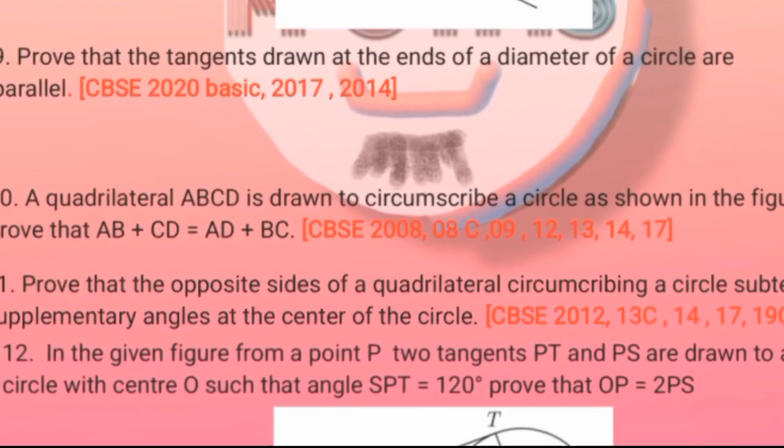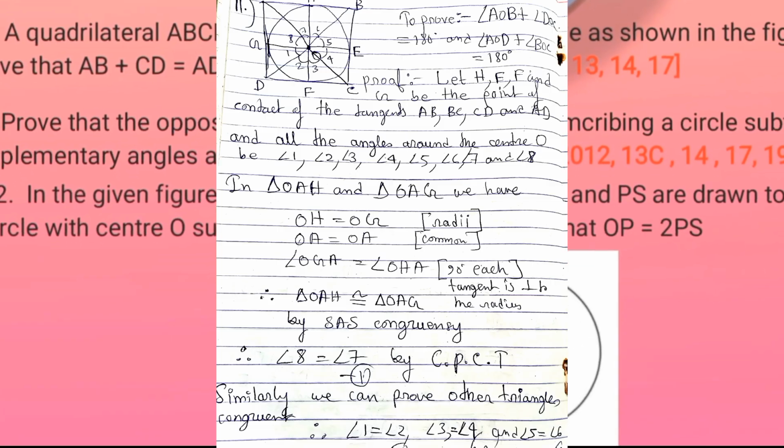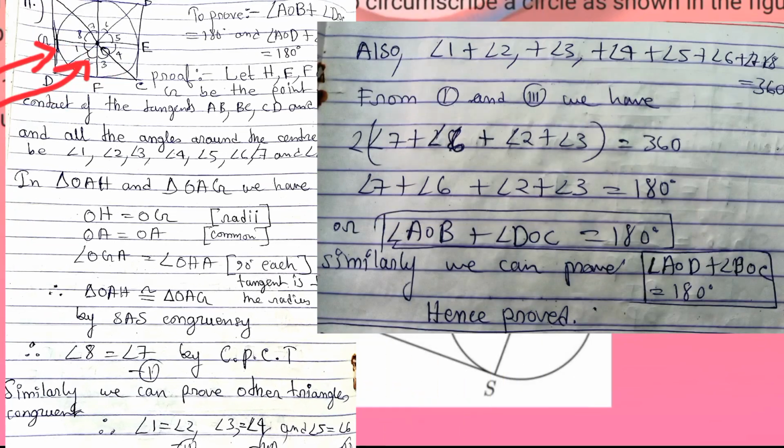Okay, question number 10 is very basic. Let's move on to question number 11. Here is the solution, guys. In this question you have to prove these two triangles congruent in order to prove this statement.